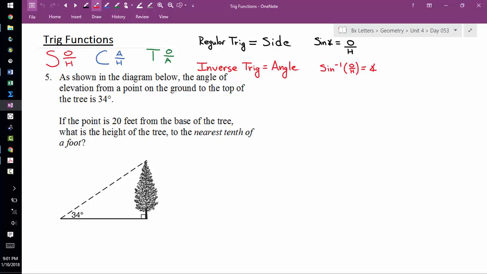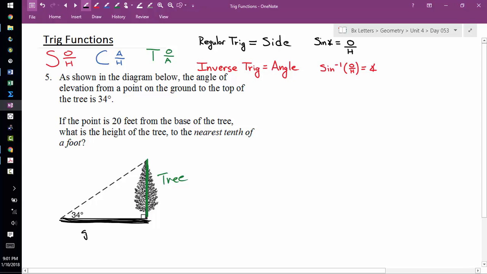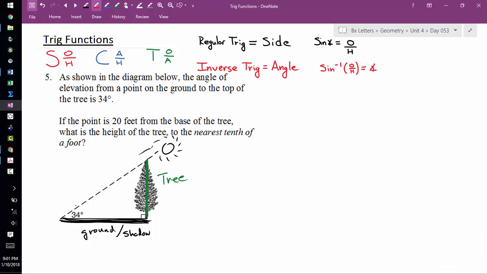So before we even read the problem, we should just take a moment and look and see what this picture is representing. And I can see this side right here is the actual tree. And what goes across the bottom is the ground. It could be a shadow. Maybe there's a sun there, beaming down and casting a shadow on the ground. But we'll see. The hypotenuse is the weird thing.